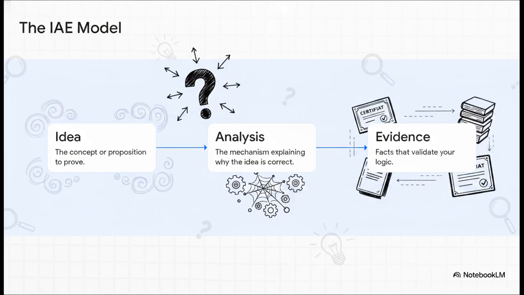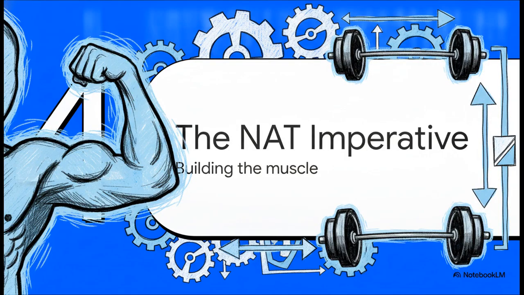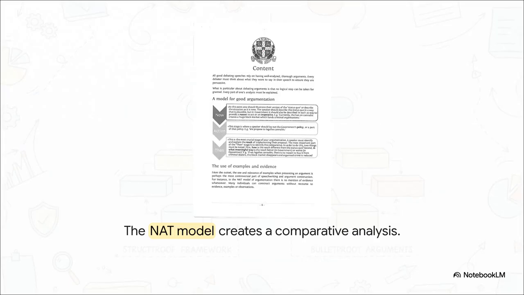Remember, evidence validates reasoning. It definitely doesn't replace it. Section 4. The NAT imperative. Okay, so once you have that basic skeleton, you often need to propose a specific change or a policy. This is exactly where the NAT model comes in. It's all about creating a comparative analysis.